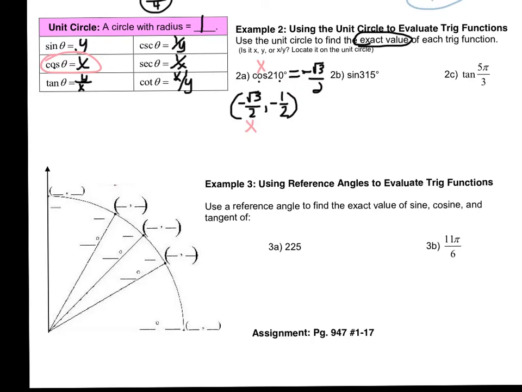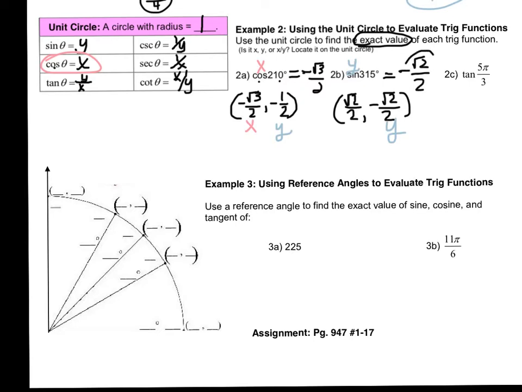Now you try to find sine 315. Find it on the unit circle. Write down the ordered pair, and then figure out if you need x or if you need y. Hopefully you found the point square root of 2 over 2, negative square root of 2 over 2, because 315 is down in the fourth quadrant. Sine is y, so we need the y value. And so our answer is negative square root of 2 over 2.